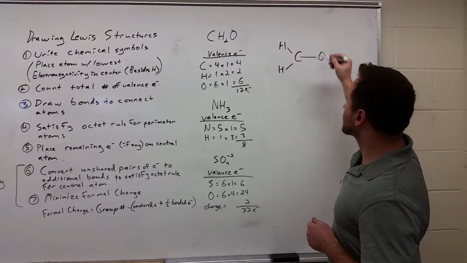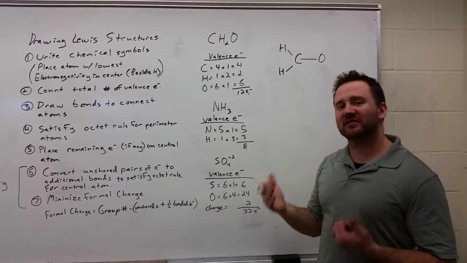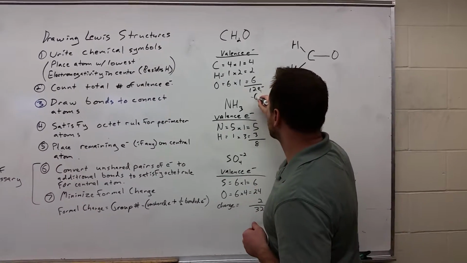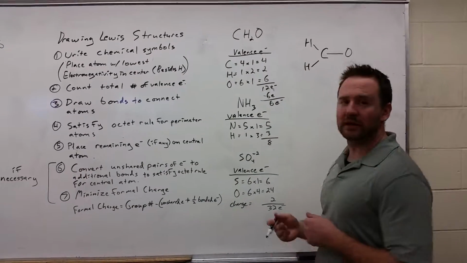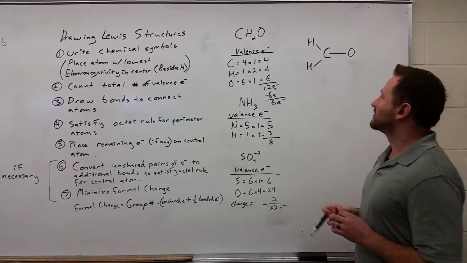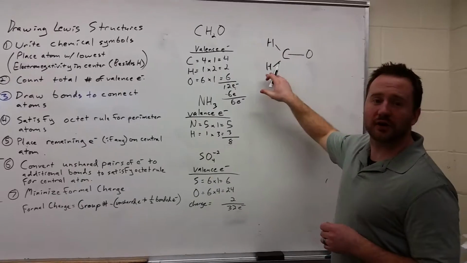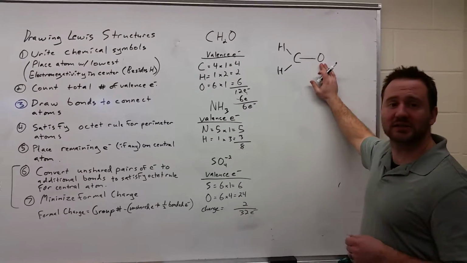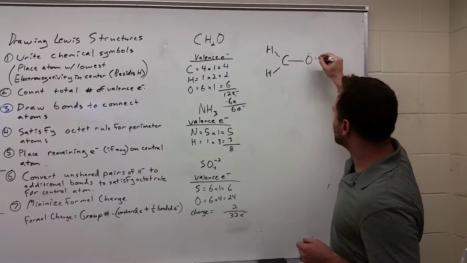are a sharing of 2 electrons to connect all of the elements. In doing so, I've used up 6 of those valence electrons, and so I have 6 electrons remaining. Now what I'm going to do is satisfy the octet rule for the perimeter atoms, and hydrogen's already all set. Oxygen needs 6 more electrons to be complete, and that works out since we have 6 electrons available.